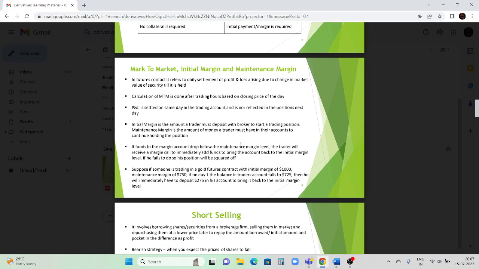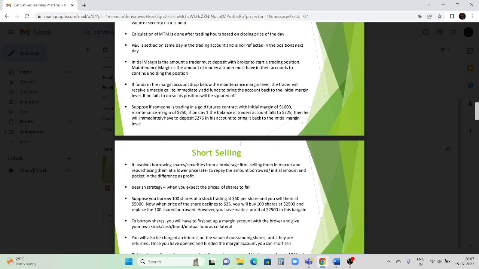They have also mentioned short selling. It involves borrowing shares or securities from a brokerage firm, selling them in the market and repurchasing them at a lower price later to repay the amount borrowed. You return the initial amount and pocket the difference as profit.